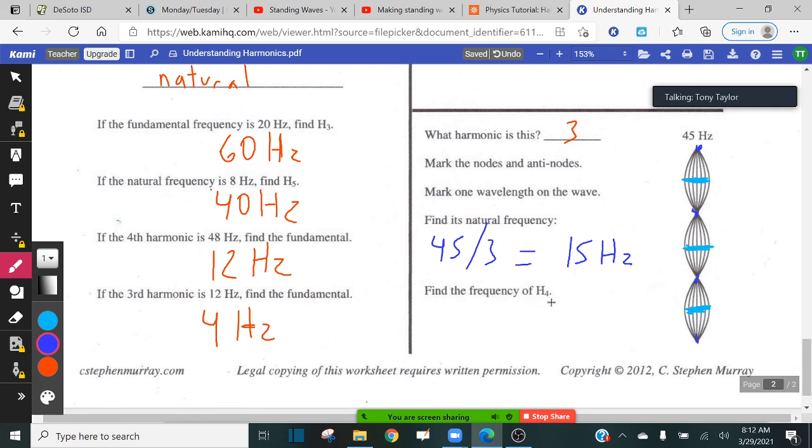Find the frequency of the fourth harmonic. Well, we would just do 15 times 4, right? So 15 times 4 will give me the frequency of the fourth harmonic. So 15 times 4 will give me 60 hertz.